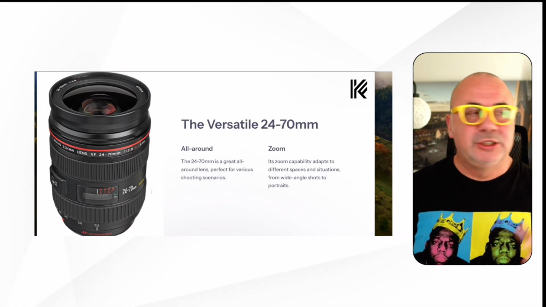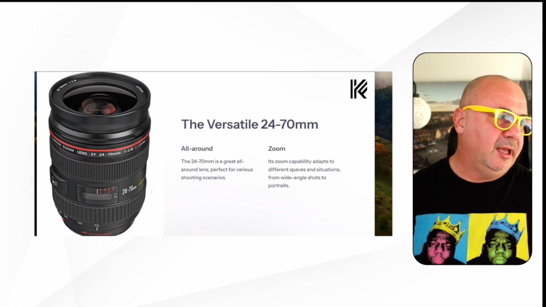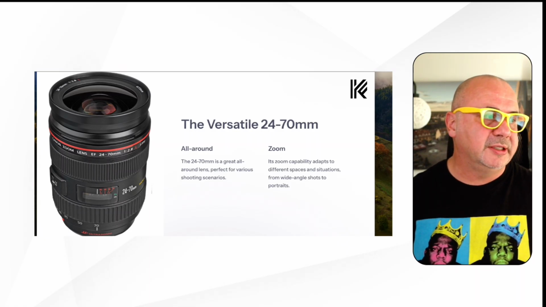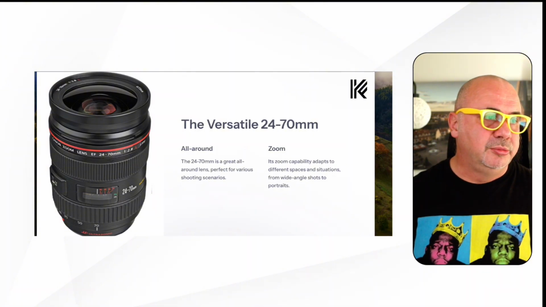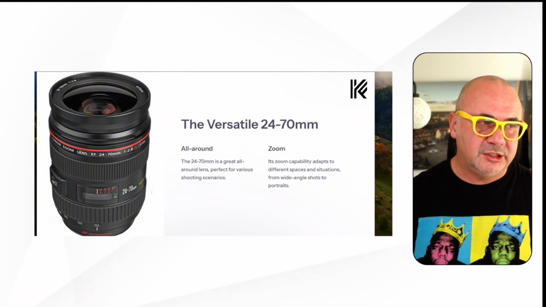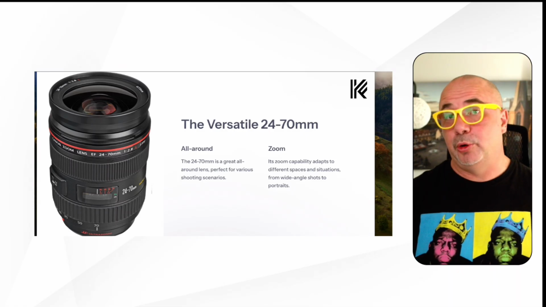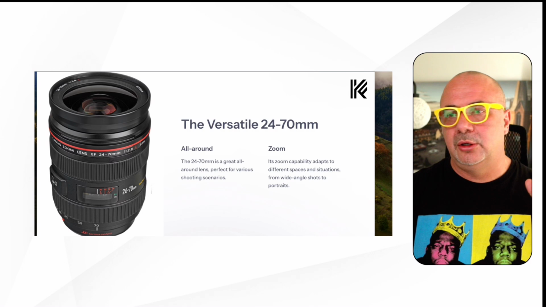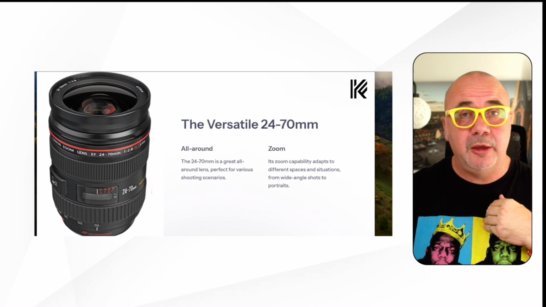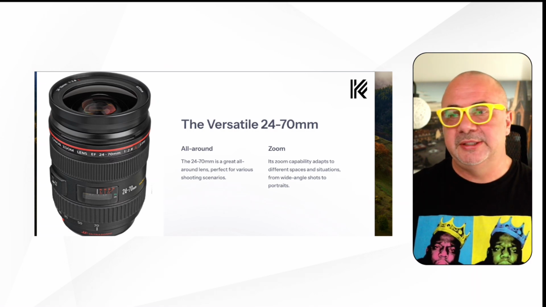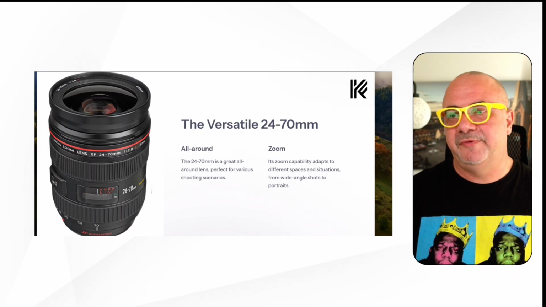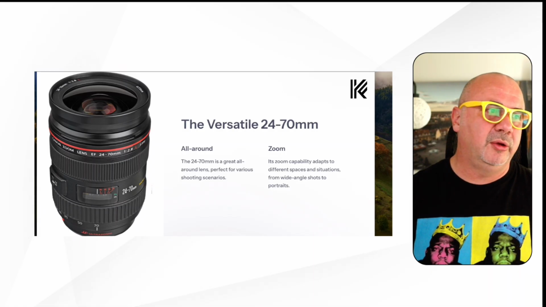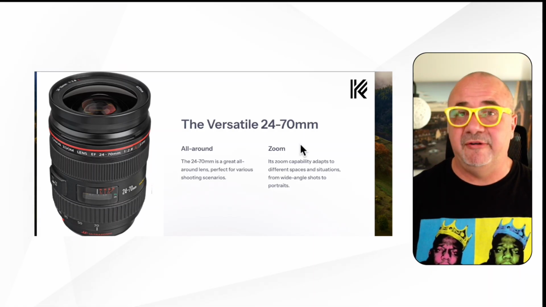So 24-70, all around, the 24-70 is a great all-around lens, perfect for various shooting scenarios. Its zoom capabilities adapt to different spaces and situations, from wide-angle shots to portraits. So I think I've covered it all. Great go-to lens. In my opinion, this would be something I would probably invest my money in first, because it's a very versatile lens that you can use throughout, and you'll be using it forever.